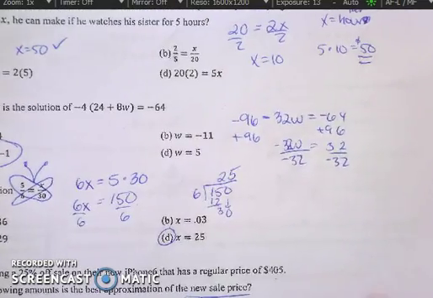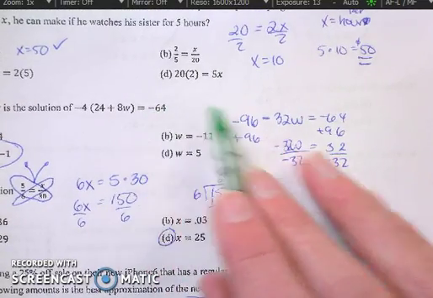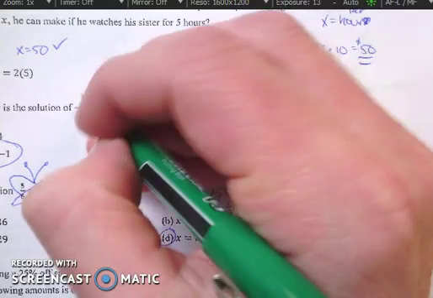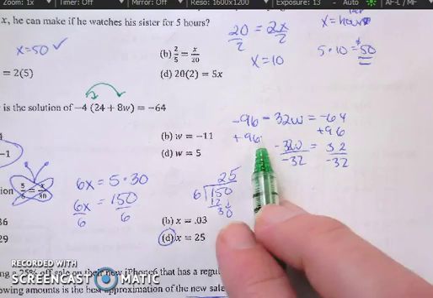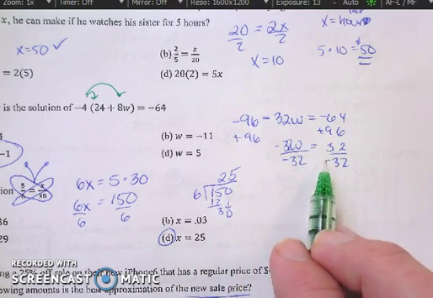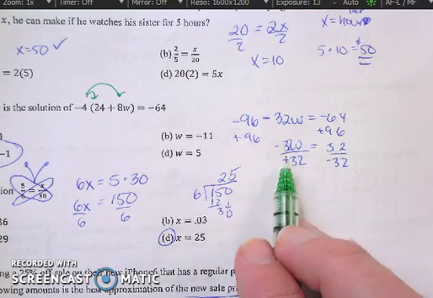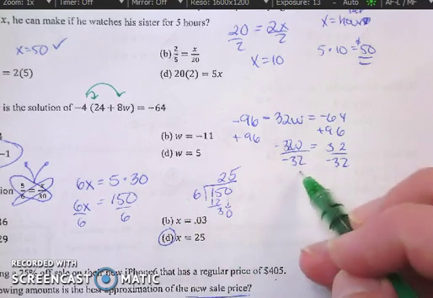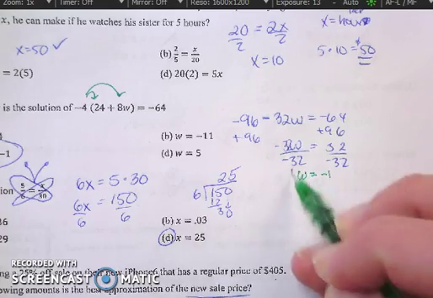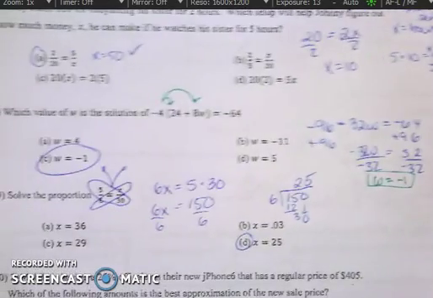Number 18, we got all of our work right here. Negative 4 times 24 is 96, so we're distributing. And then negative 4 times 8 is negative 32. Add the 96 to both sides, and we get 32. And over here we have negative 32. Divide by negative 32, and that's how we end up with w equaling negative 1, which is our answer of C.